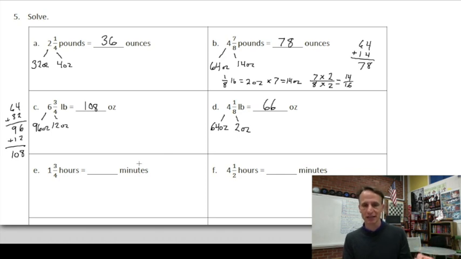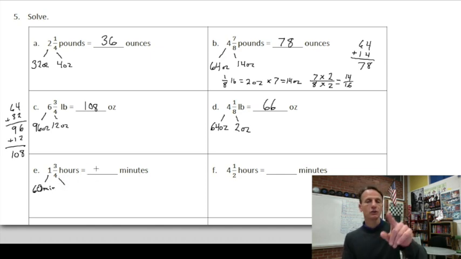All right, now, switching gears. We're going to hours and minutes. So our conversion factor is 60, not 16 now. So 1 hour, we know, is 60 minutes, right? We know that. 60 minutes. Make that look more like a 0.